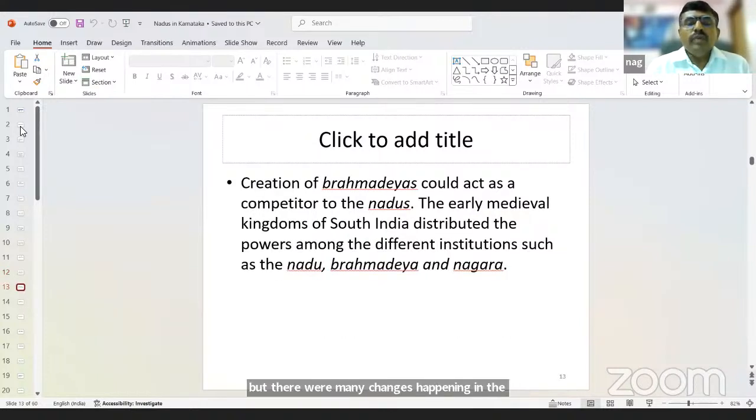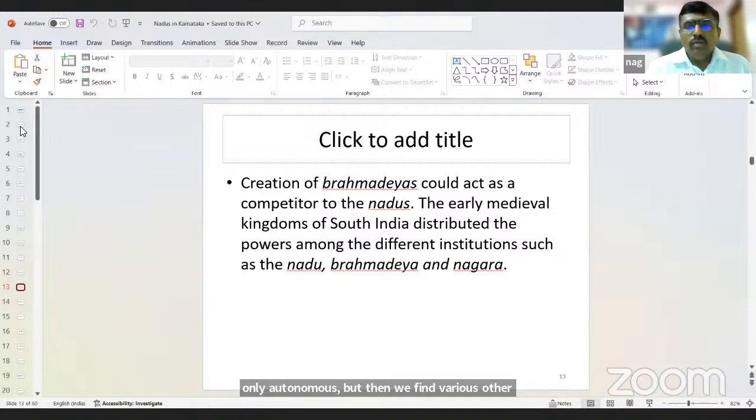Now, we find the creation of Brahmadeyas as an important aspect of the Chola period. So we find Brahmana settlements, Brahmadeyas, and we have many inscriptions regarding these Brahmadeyas. They had their assembly called Sabha, and they used to decide various issues in that Sabha. So we find Brahmadeyas could counter the Nadus. It is not that Nadus were only autonomous, but various other institutions were also emerging. So they could challenge the authority of the Nadus.